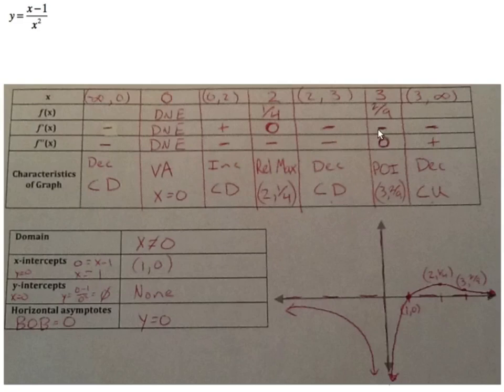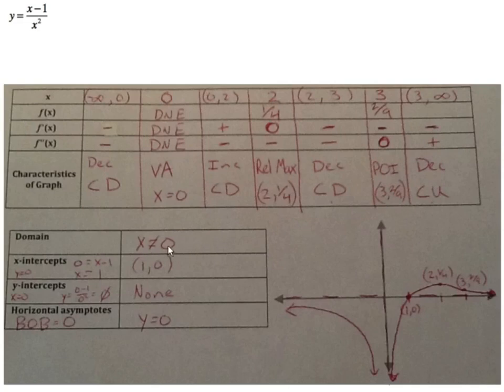Here at this test point we did have a 0 here for our second derivative, and so we really had to test over here, and we see a negative and a positive. So because this went from negative to positive, it became a point of inflection here at 3, 2/9. And this was decreasing and concave up.